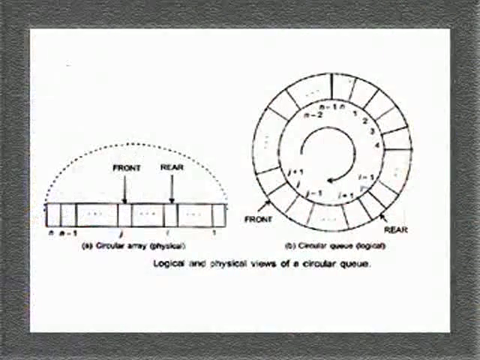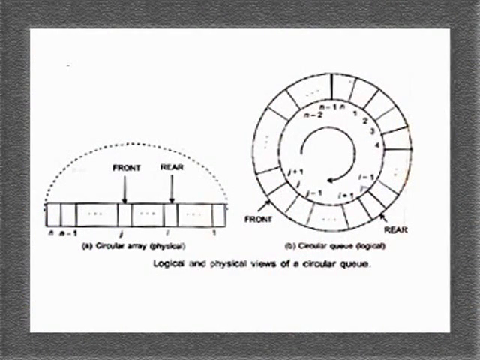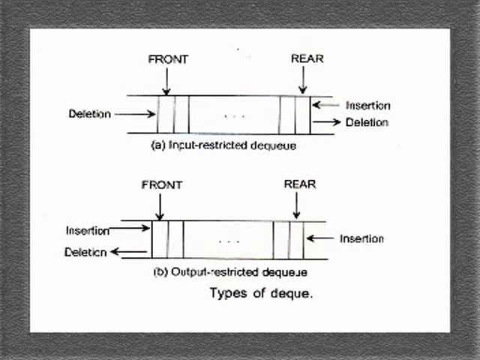Circular queue. In a circular queue, elements are arranged in a circular fashion. In a queue, once the rear pointer reaches the end, then the insertion operation is not possible even though empty room is available at the front. So this disadvantage is overcome by the circular queue. Deque. In a deque, both insertion and deletion operations can be made at both ends. A deque can be used as a stack as well as a queue.